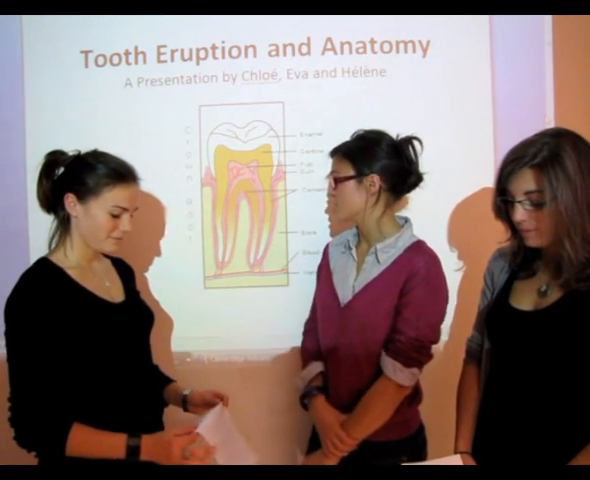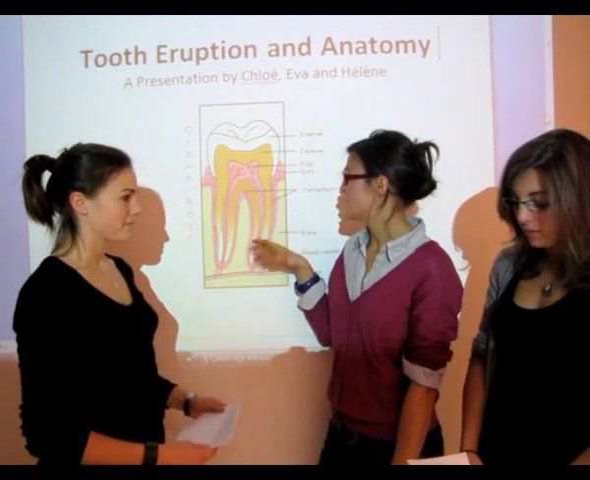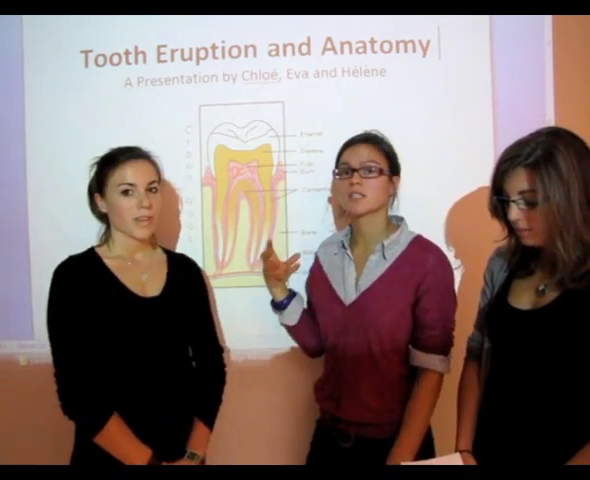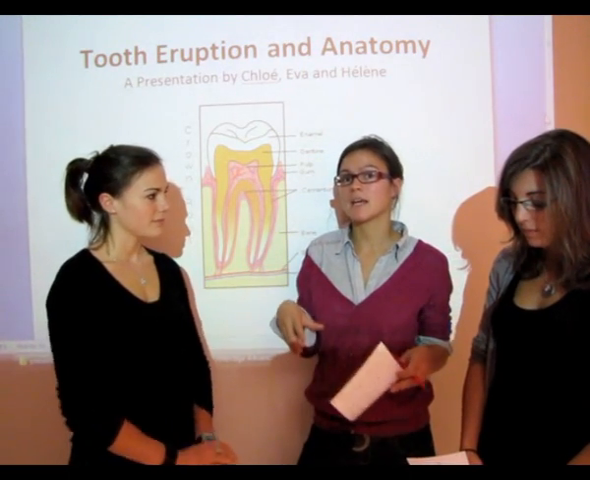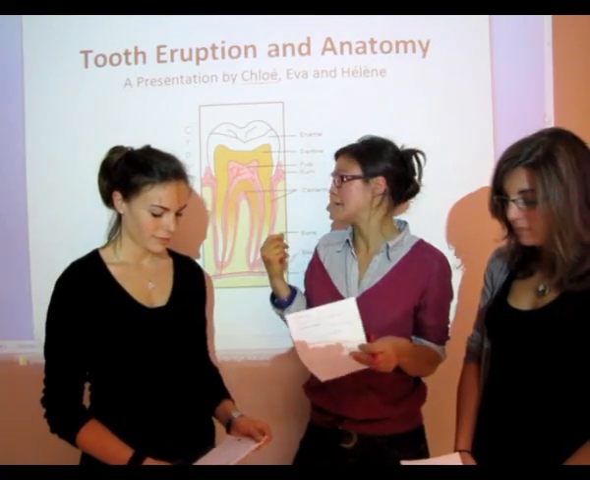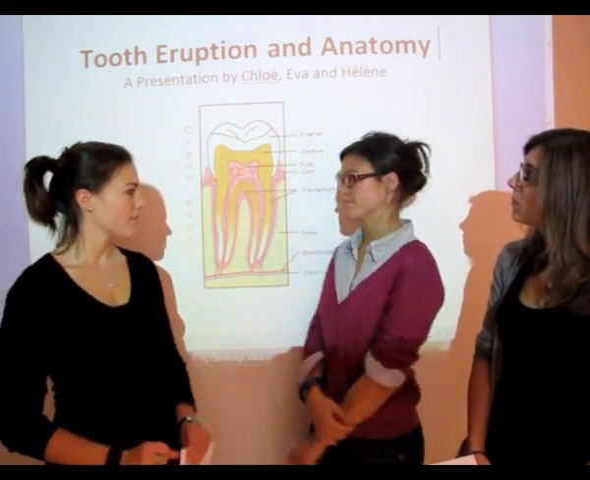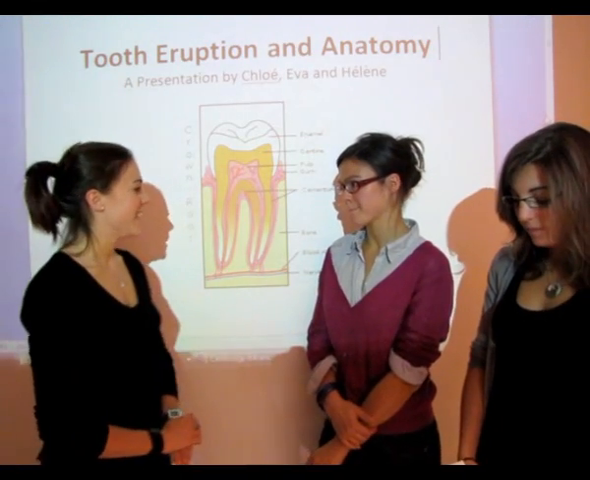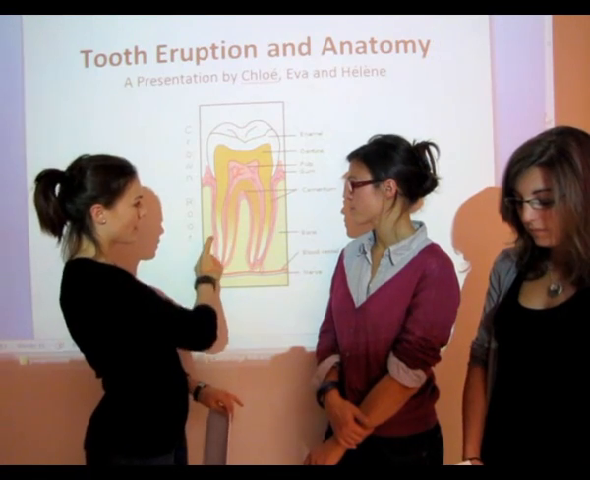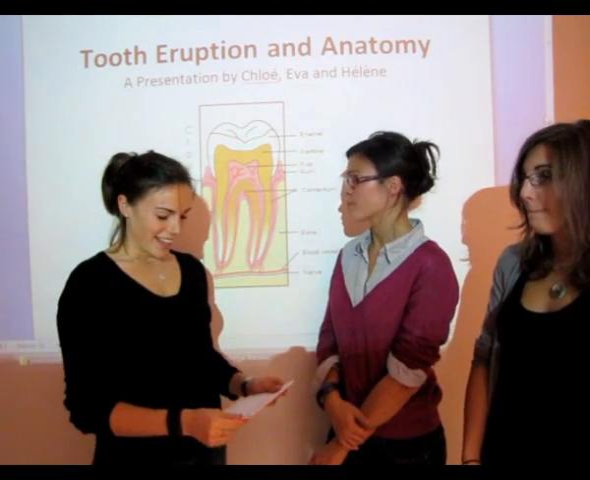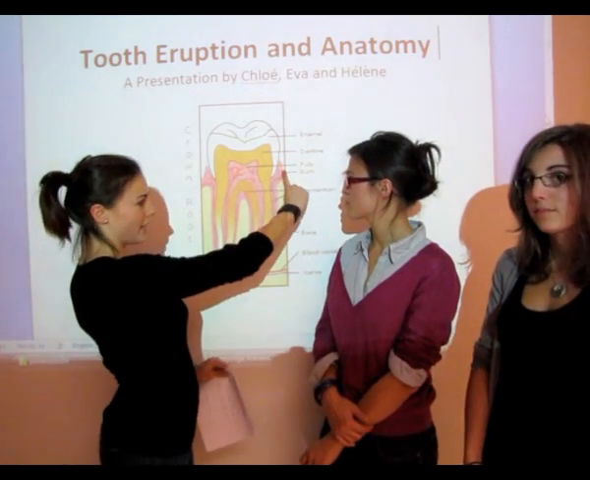Yes, and the second part of the tooth is the root, which is included in the bone, and the root isn't visible in the mouth. So the root is in the dental alveolus, and it's hidden by the gum that we can see here.